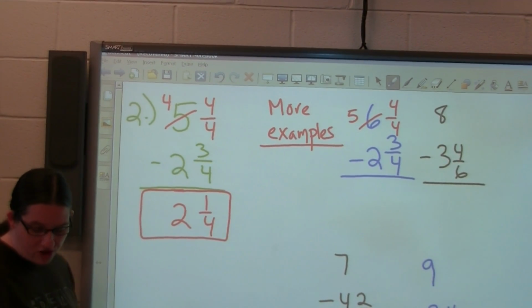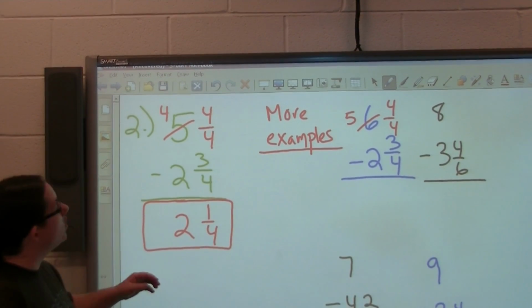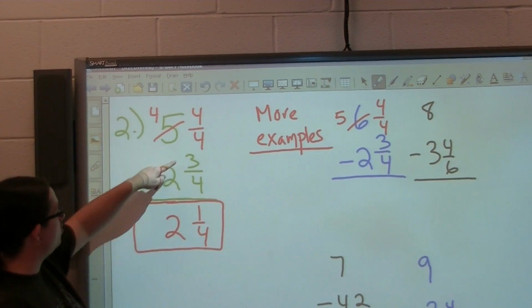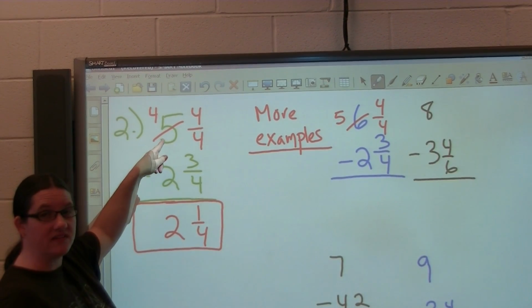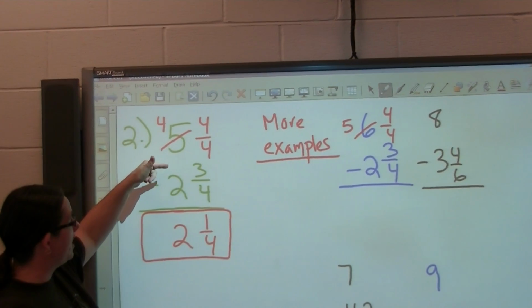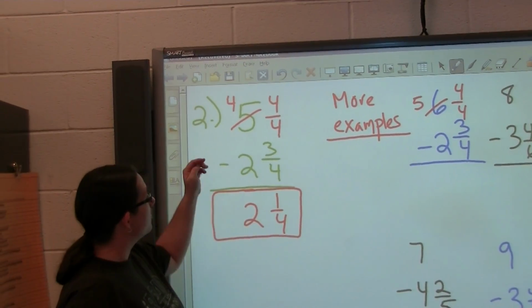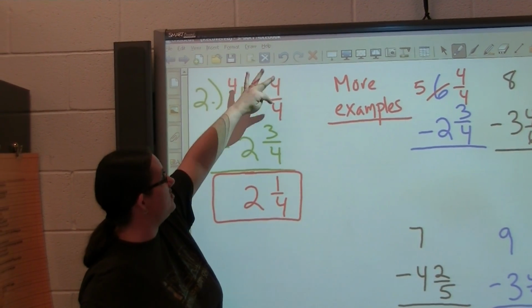Okay, fifth grade, we're going to do guided practice number 2 now, where you will see in your textbook it has 5, take away 2 3/4. That's the green writing because that's what's in your textbook. Okay, so now our steps are to make equivalent fractions.